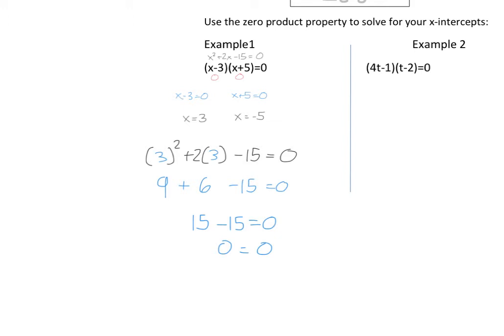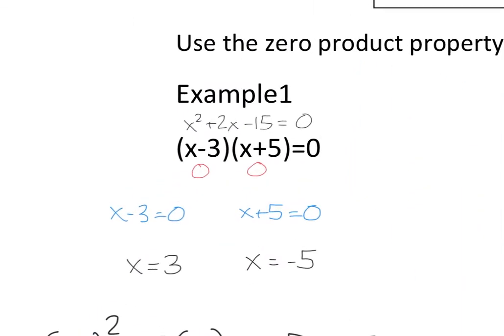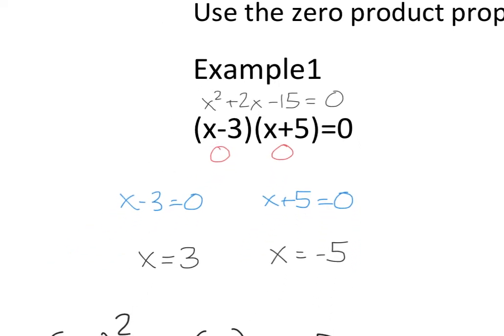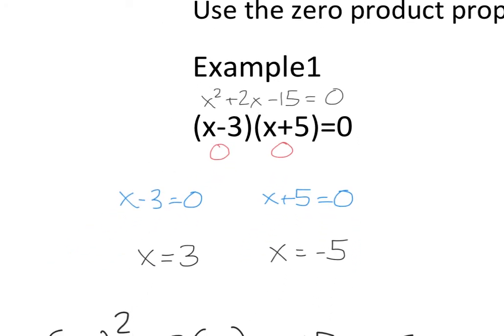So what factoring does is it allows us to find those two numbers that would make this equal to 0 very easily. If I just showed you x squared plus 2x minus 15, it might take you a little bit of time to figure out what numbers make that equal to 0. However, once you factor it, you can determine very quickly what those numbers are, because you take your factors and you set them up equal to 0.